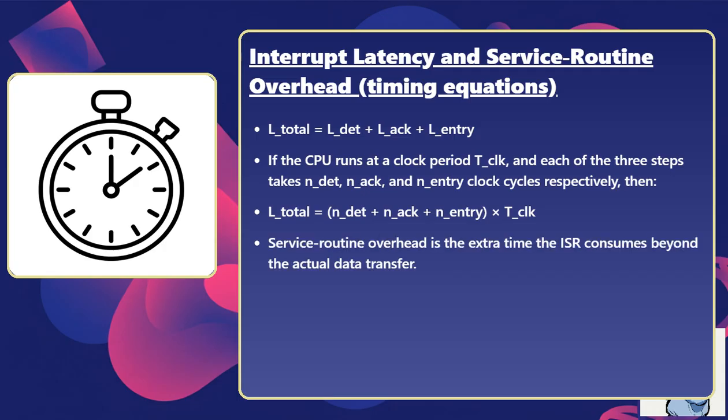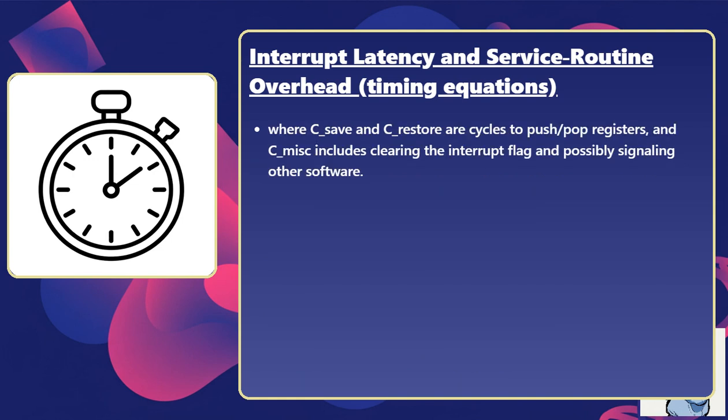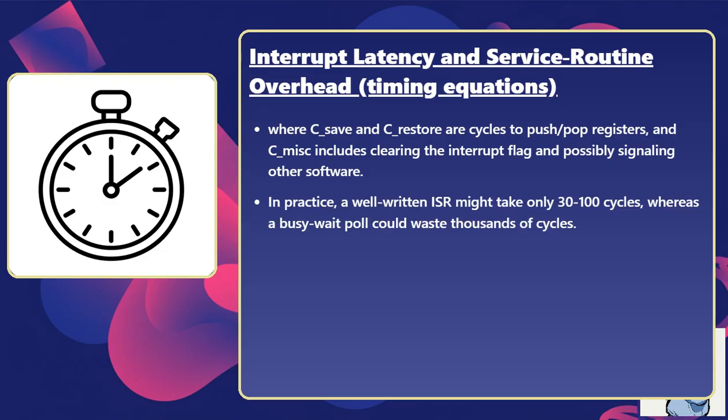Service routine overhead is the extra time the ISR consumes beyond the actual data transfer. Let c_read be the cycles needed to read the device register, and c_buff the cycles to store the byte in a buffer. The ISR overhead c_over is c_over = c_save + c_restore + c_misc, where c_save and c_restore are cycles to push or pop registers, and c_misc includes clearing the interrupt flag and possibly signaling other software. In practice, a well-written ISR might take only 30 to 100 cycles, whereas a busy wait poll could waste thousands of cycles.